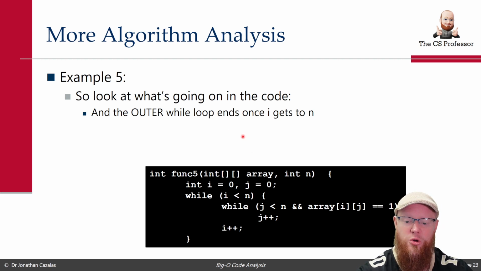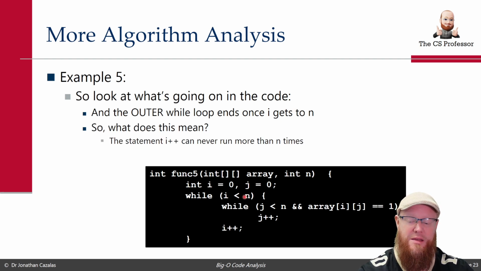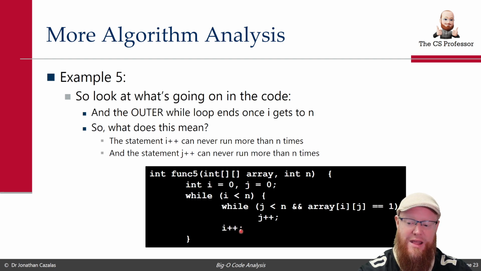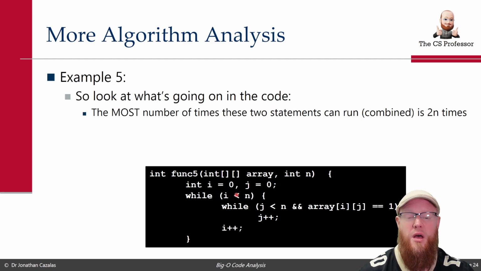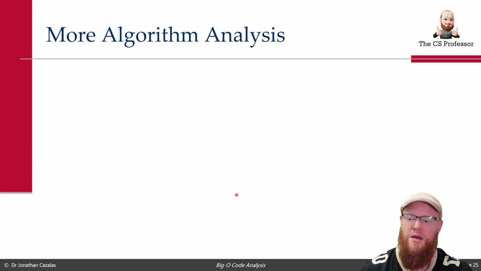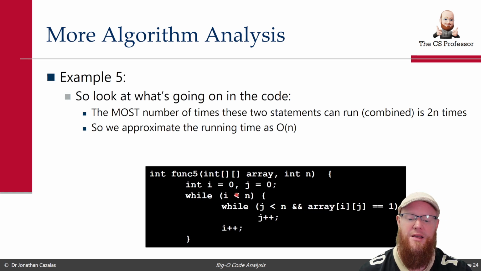So the outer while loop ends once i becomes n. What does that really mean? The statement i++ can never run more than n times, and the statement j++ will never run more than n times. The most number of times these two statements will run combined is 2n, and so we approximate this as O of n. That's not enough of an explanation.